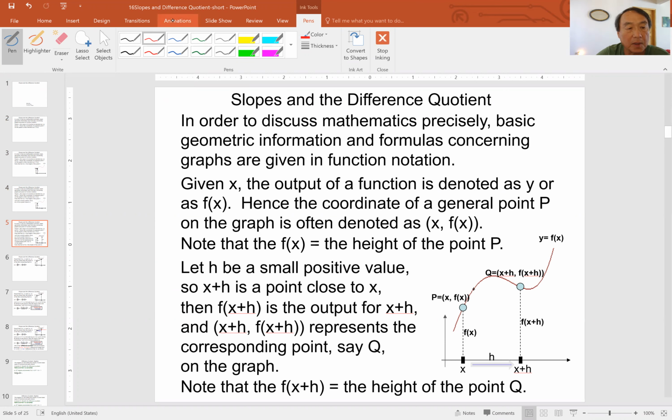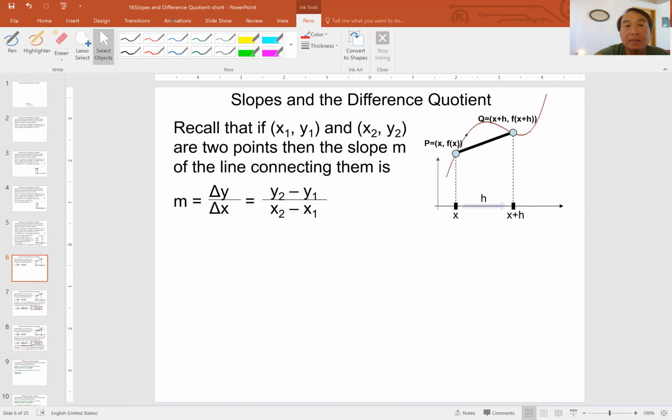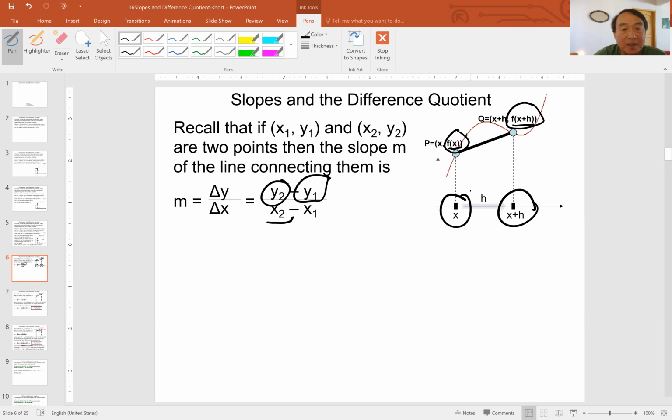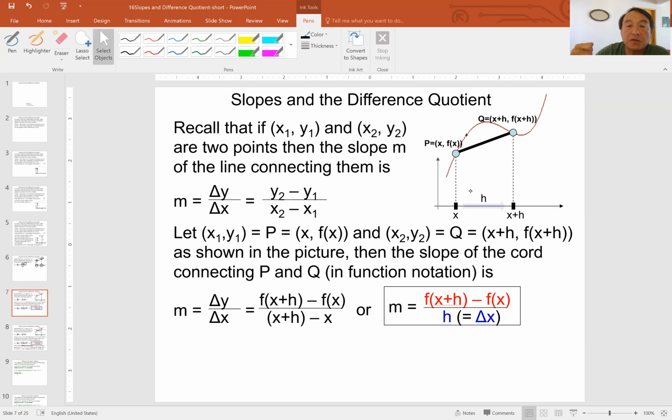And we're going to connect a line between them, and we want to calculate the slope of this line. And of course, in this case, the y components are f of x plus h and f of x, and the x components are x plus h and x. So when we substitute this function notation into the delta y over delta x formula, we have these. And the x's cancel, we basically have h on the bottom.